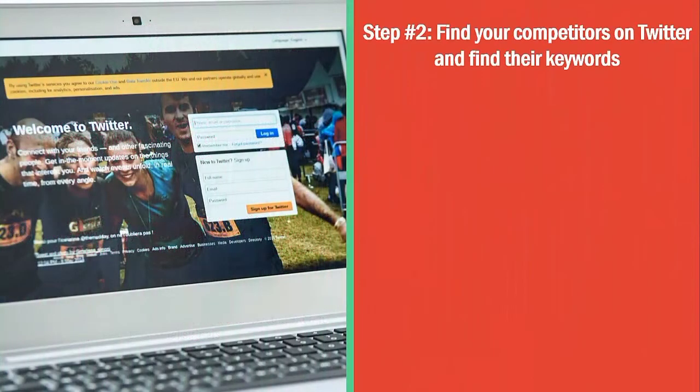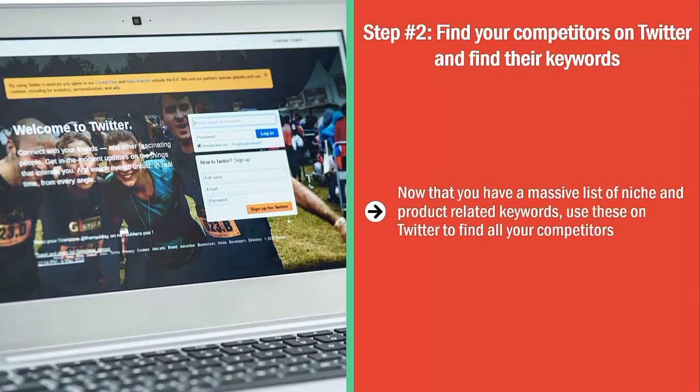Step number 2. Find your competitors on Twitter and find their keywords. Now that you have a massive list of niche and product-related keywords, use these on Twitter to find all your competitors. Get as many of them as possible. Next, look at the hashtags that they normally use with their posts and copy and paste them into a file. Get as many of them as possible.